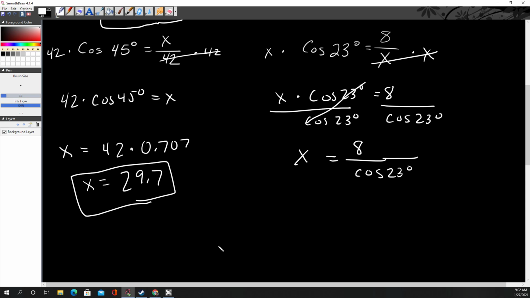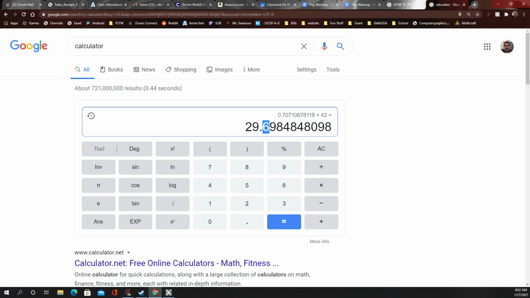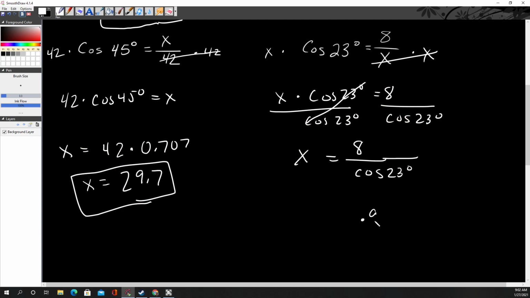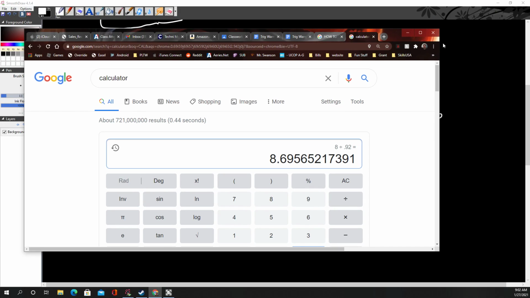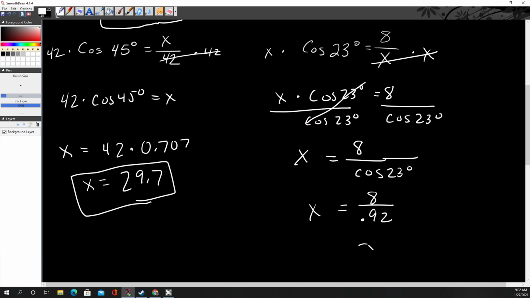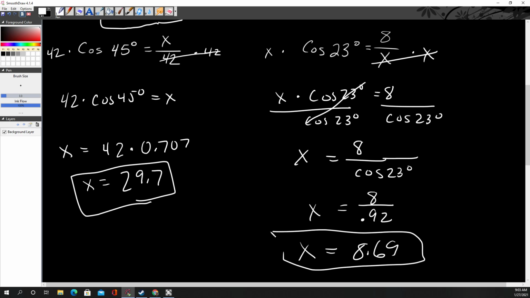So let's do, what is cosine of 23? Let's go see. Cosine of 23 is 0.92. So really it's 0.92 on the bottom and 8 on the top. And let's do 8 divided by 0.92. 8 divided by 0.92 is equal to 8.69. Yeah, 8.69, we'll just say that. I think you could round it if you wanted to. 8.69 is equal to x, and we're done. And that's all there is to it.